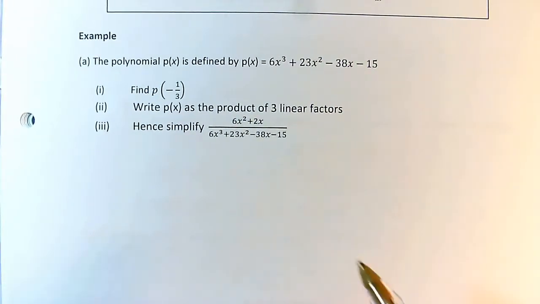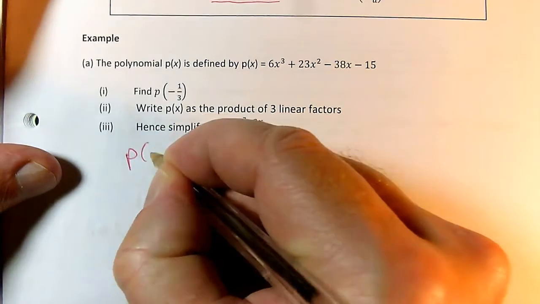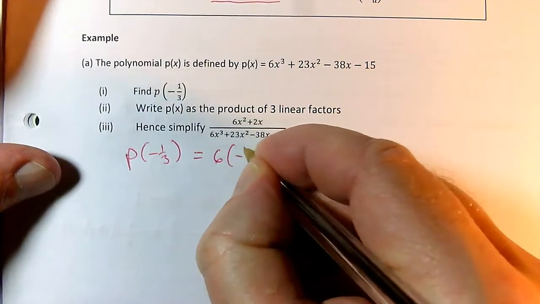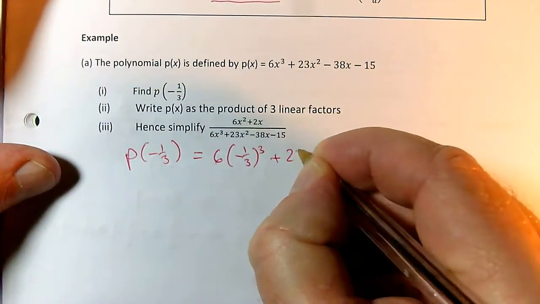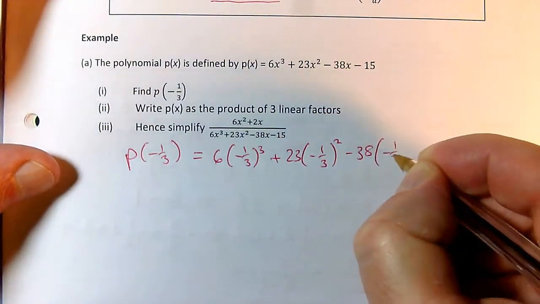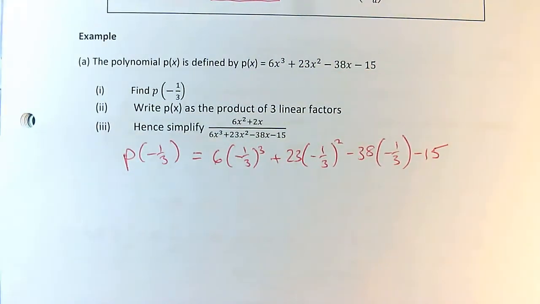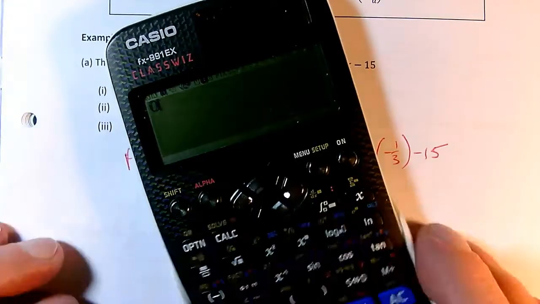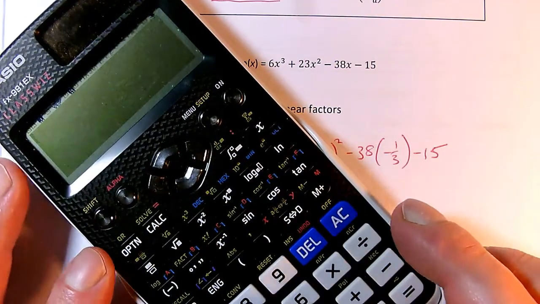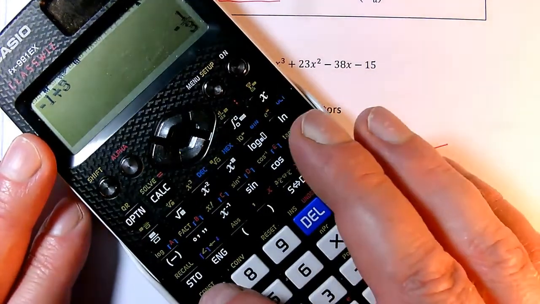We've got a polynomial and it's telling us to work out p of minus a third. So for p of minus a third, all I have to do is put minus a third into the polynomial. So it's 6 times minus a third cubed plus 23 times minus a third squared minus 38 times minus a third minus 15. Now I'm far too lazy to do that by hand. On core 1 you'd have had to do it by hand, but on core 3 and 4, I'm allowed to use a calculator.